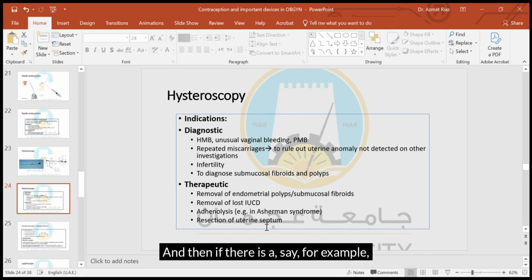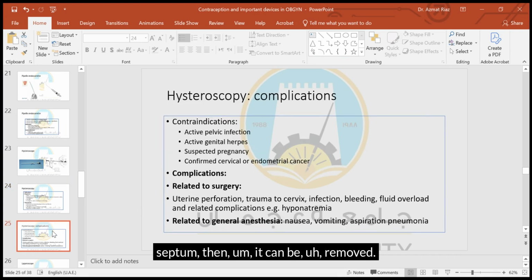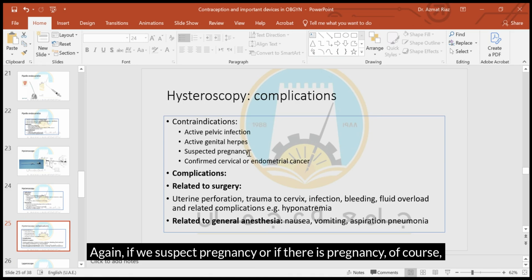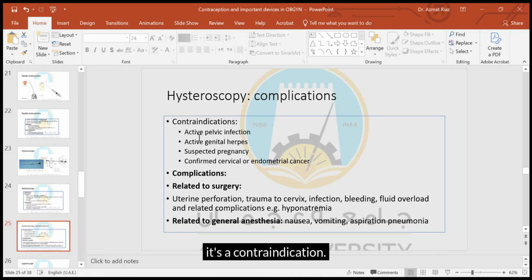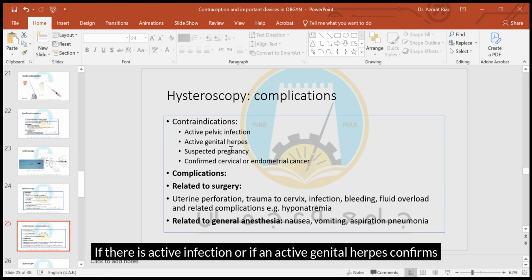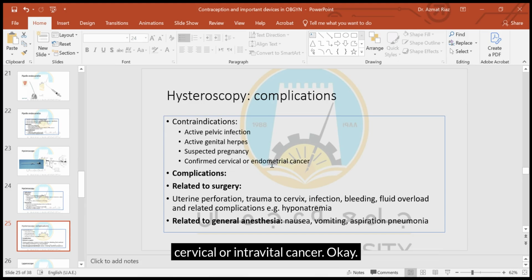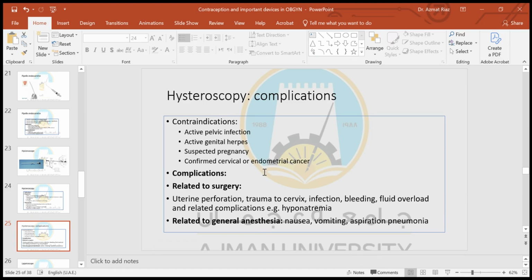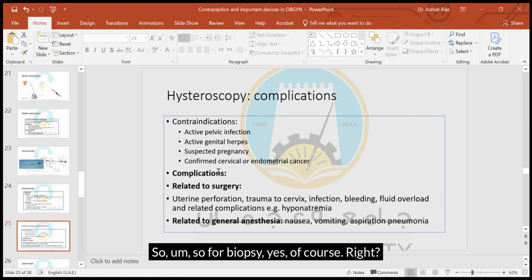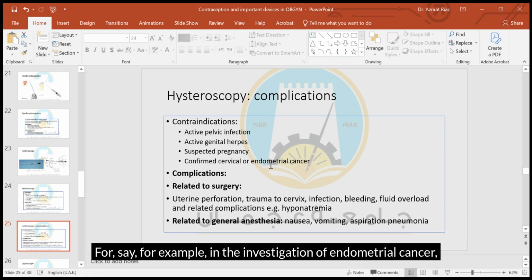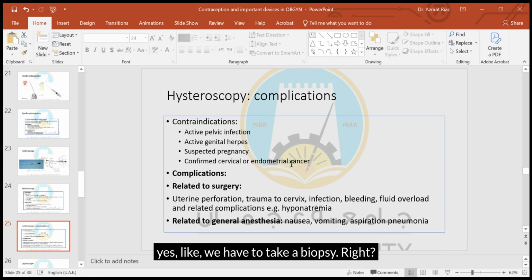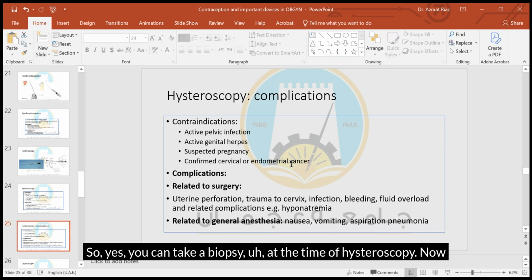Now and then, if there is, say for example, a septum, then it can be removed. So, what are the contraindications? Again, if we suspect pregnancy or if there is pregnancy, of course, it's a contraindication. If there is active infection or active genital herpes, or confirmed cervical or endometrial cancer, then that's a contraindication. Okay, so for biopsy, yes, of course, right? For example, in the investigation of endometrial cancer, we have to take a biopsy, right? So yes, you can take a biopsy at the time of hysteroscopy.